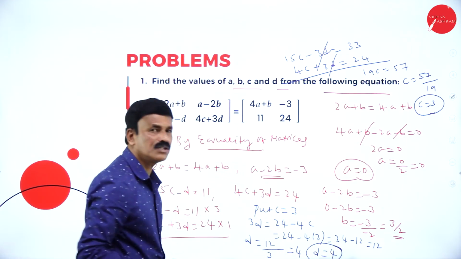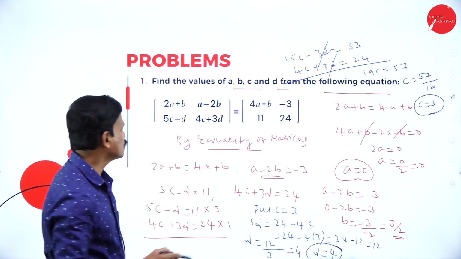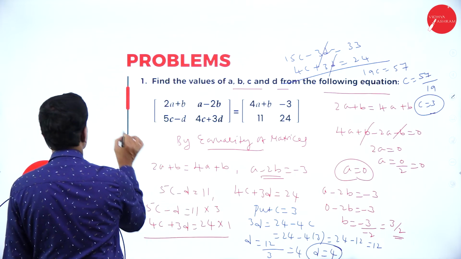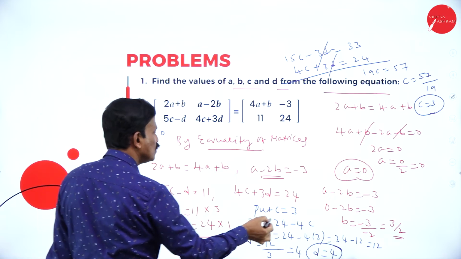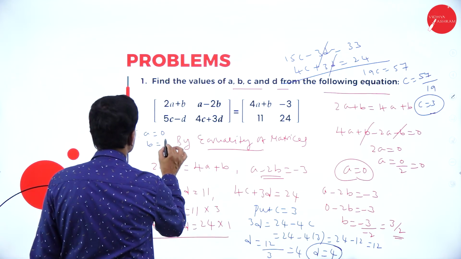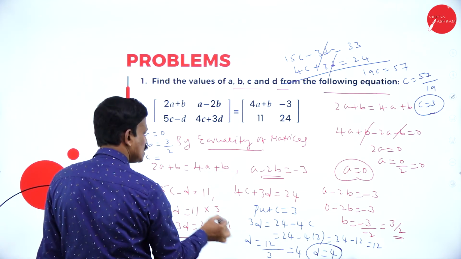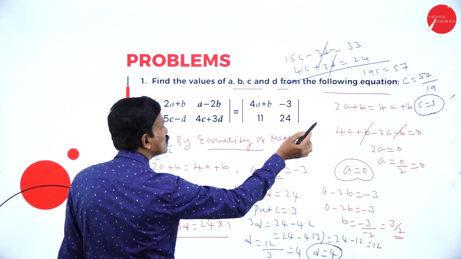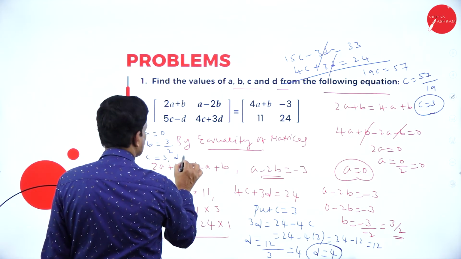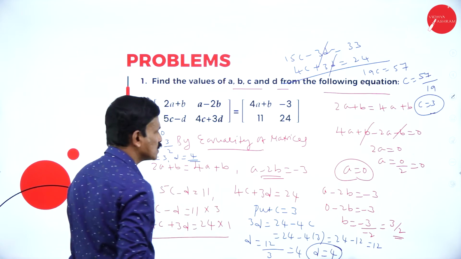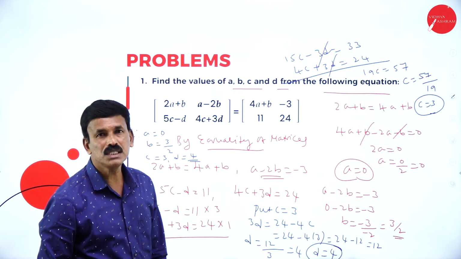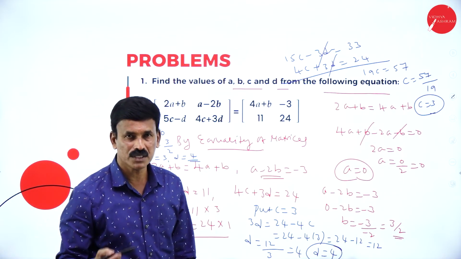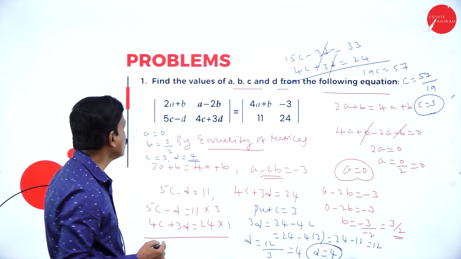So this is how we get the values of A, B, C and D. Therefore, A is equal to 0, B is equal to 3 by 2, C is equal to 3 and D is equal to 4. That's it. So this is how we get the values of A, B, C and D by equality of matrices. Now, let us take a similar type of problem.